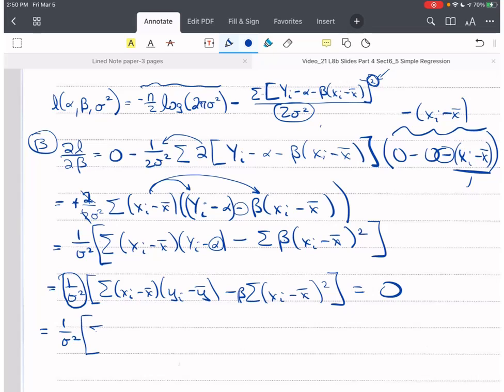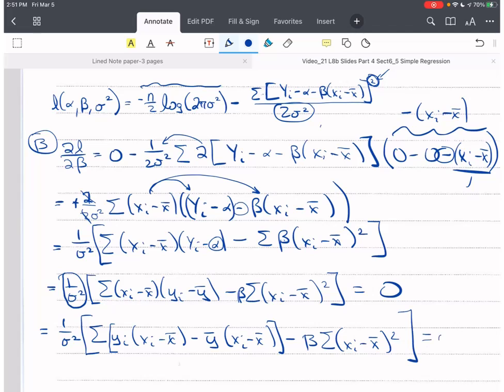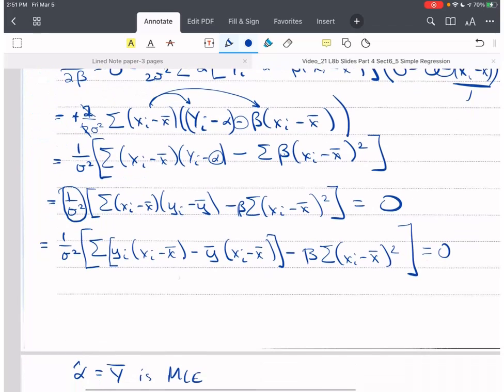So I'm going to have the sum of yi times (xi minus x bar) minus y bar times (xi minus x bar), and all of that is going to be inside that summation. And then I have minus beta times the sum of (xi minus x bar) quantity squared. And that's still equal to 0.